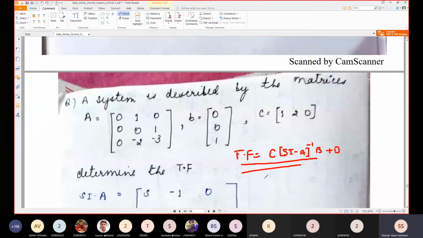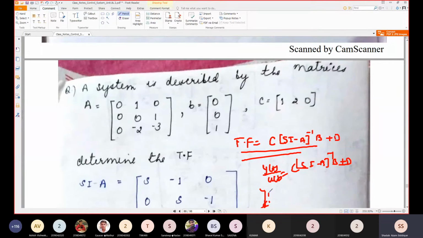See, if you are asked to find the transfer function, then it is y of t divided by u of t, which is equal to C (sI minus A) inverse B plus D. And if you're asked to find the output y of t, then y of t is equal to C (sI minus A) inverse B into u of t plus D u of t. If D is given, then we'll consider it, otherwise that will be eliminated. So you may be asked to find the output also, maybe the transfer function also. Okay. So now we'll try to take sI minus A.